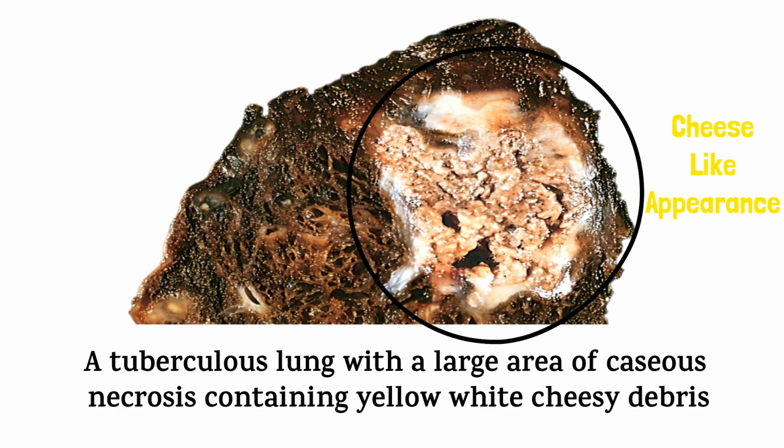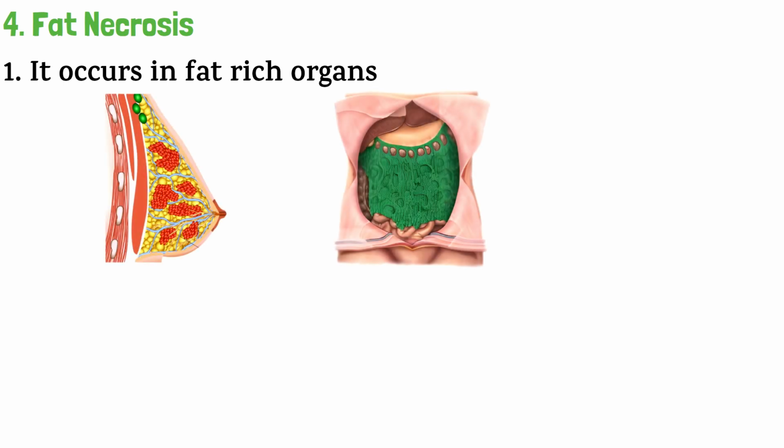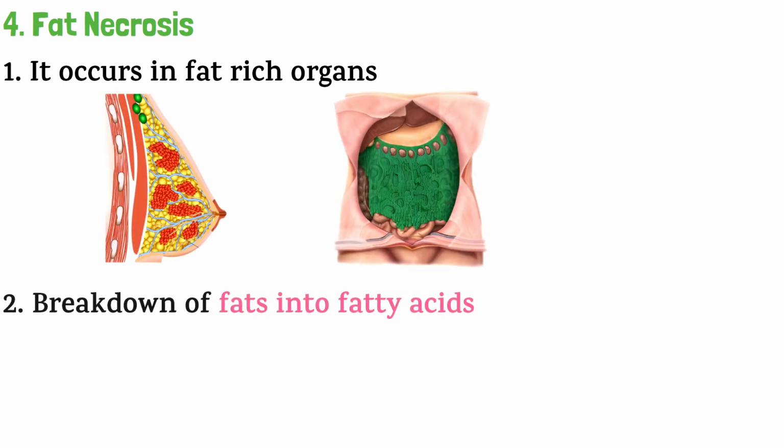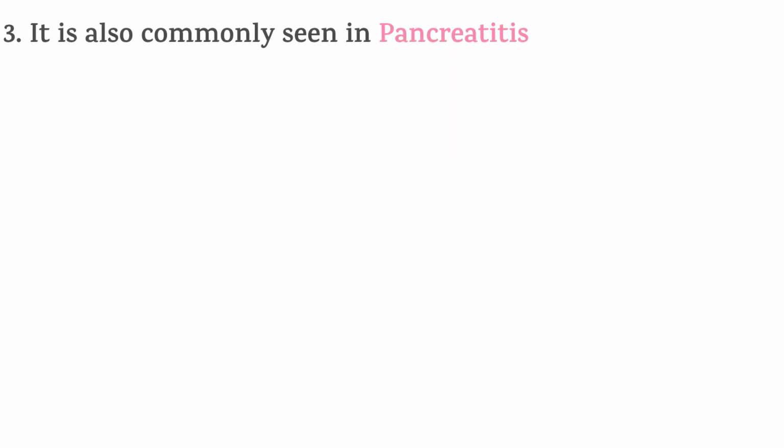Fourth type of necrosis is fat necrosis. It occurs in fat-rich organs, for example breasts and omentum. The mechanism of this necrosis includes breakdown of fats into fatty acids. These fatty acids combine with calcium to give chalky white appearance. Another commonly seen example of fat necrosis is pancreatitis.